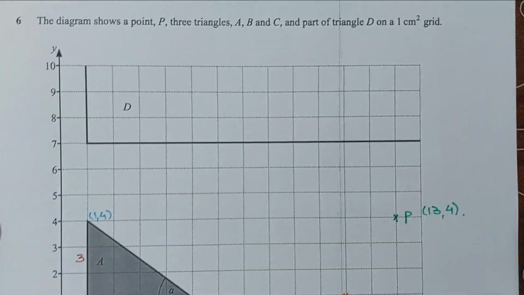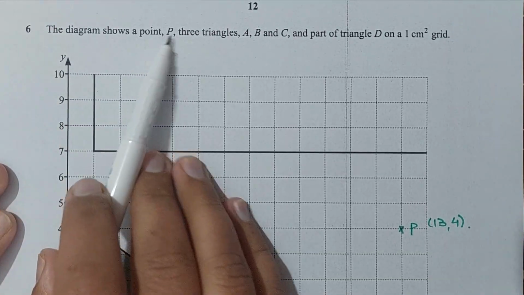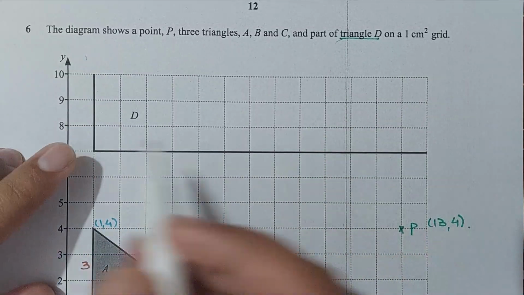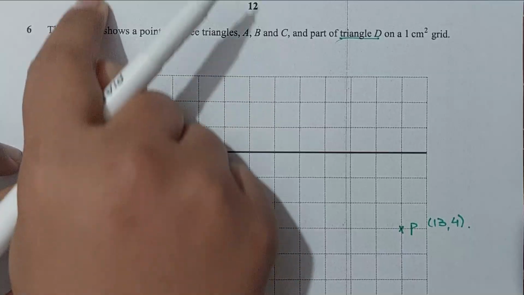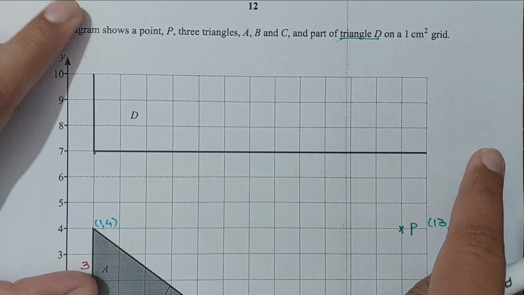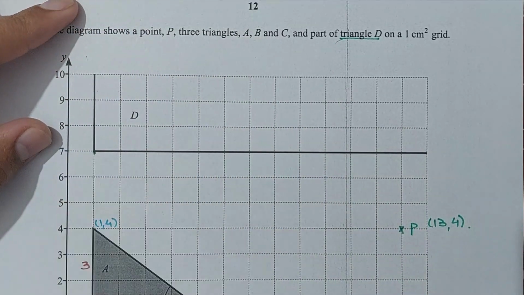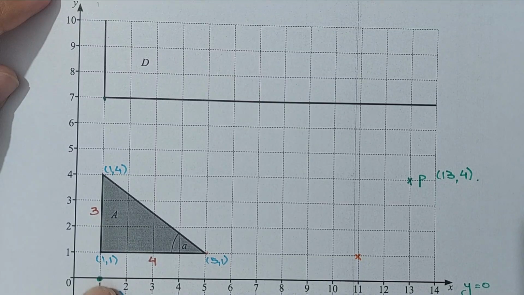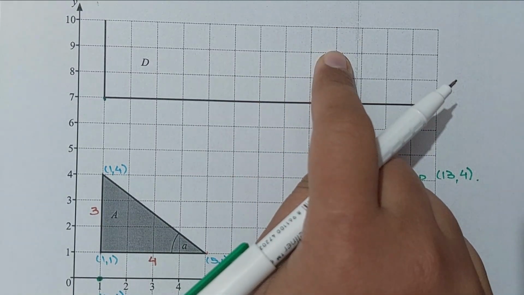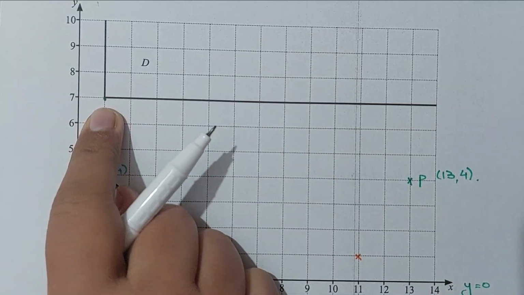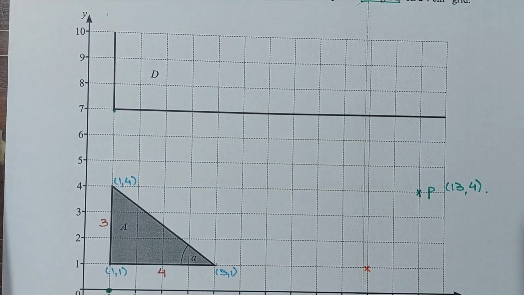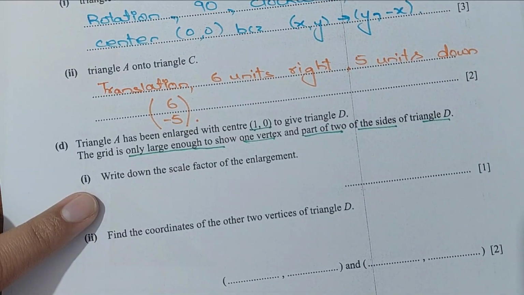As we know, at the start of the question, the diagram shows a point P, 3 triangles A, B, C and a part of the triangle D. So this D is just part of the triangle. You can see one vertex, and the other 2 vertices can be somewhere else outside of the grid, right? So triangle A is enlarged with the center (1, 0) and you will get triangle D. You can easily see one vertex of triangle D, and the other 2 vertices are outside of this grid.